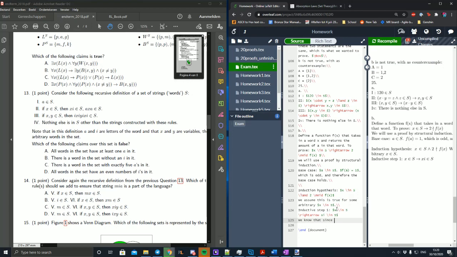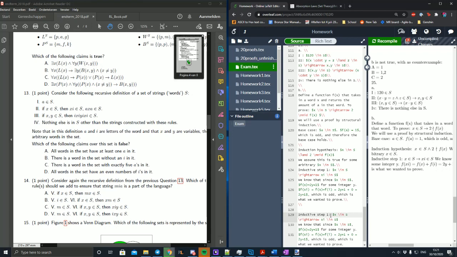We know that since x is in S, f of x is equal to 2y plus 1 for some integer y. F of xI is equal to f of x plus f of I, which is 2y plus 1 plus 0, which is equal to 2y plus 1, which is odd, which is what we wanted to prove.